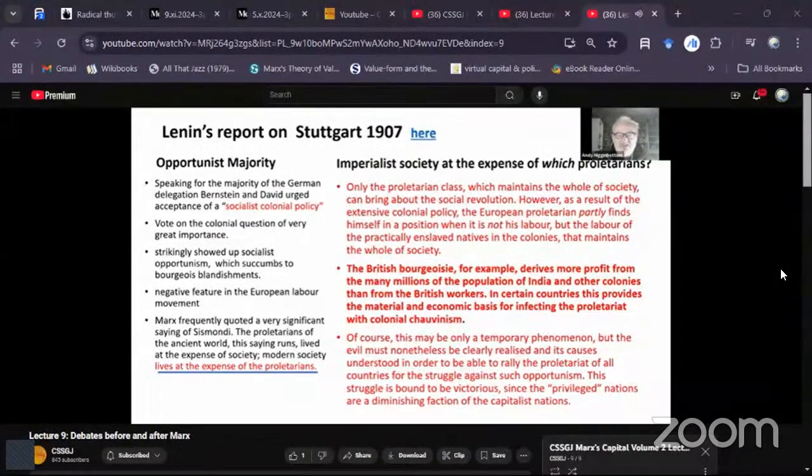Now, Lenin cites this, right? And he says, aha, but when we're talking about not just capitalist society, but imperialist society, we have to ask the question: who are the proletarians at whose expense society lives, right?